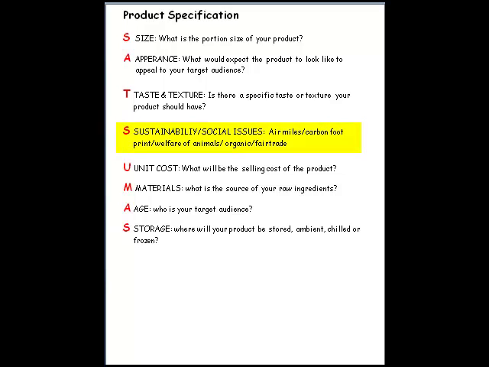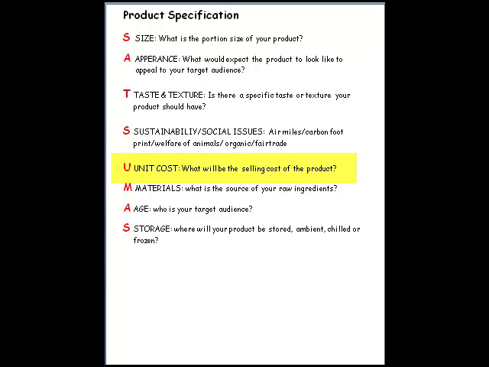S is for sustainability and social issues, which could be air miles, carbon footprint, welfare of animals, organic or fair trade. But it would have to be justified as to why you put that point there, because it appeals to your client or your customer that you found out during your research.